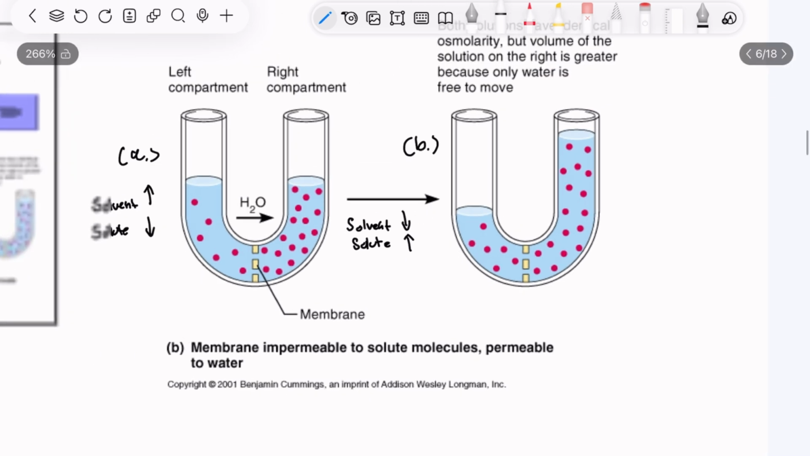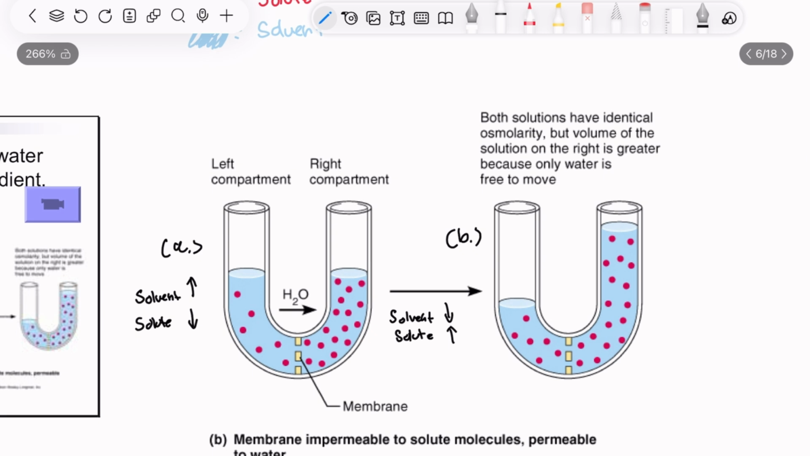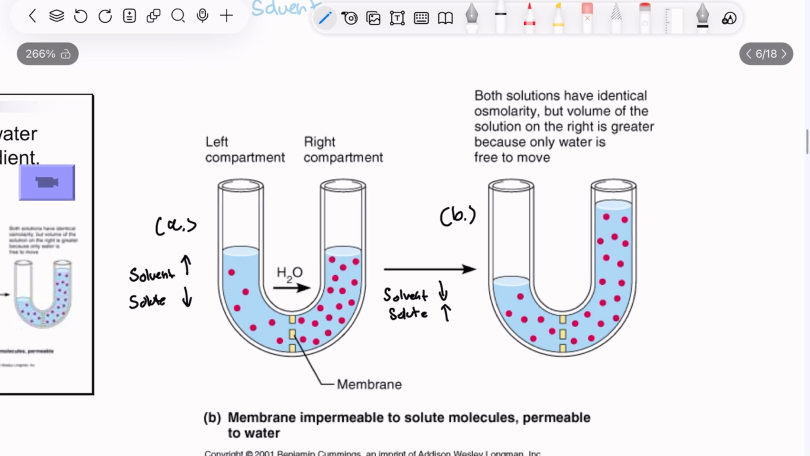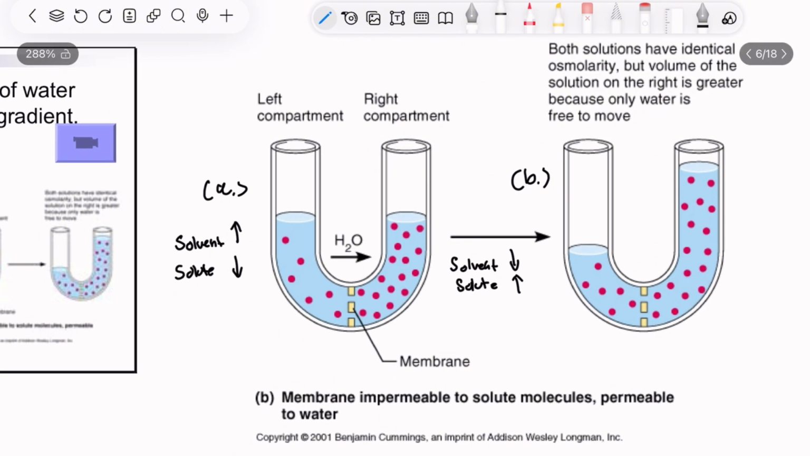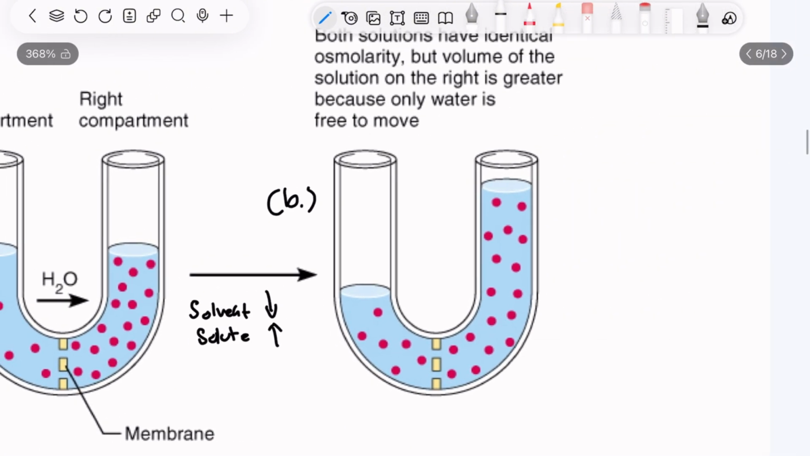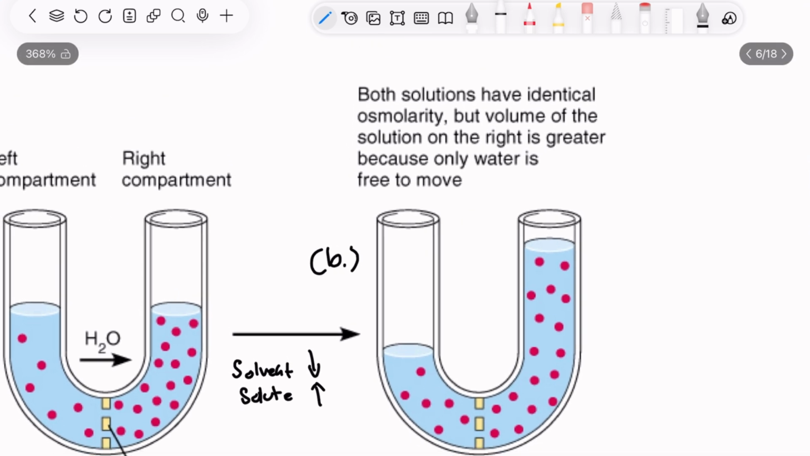Even though both compartments have the same osmolarity, which basically means concentration of solute, the right compartment has larger volume of solution because water can move to balance the concentration. The water basically flowed from left to right to equalize the concentration, resulting in more water in the right compartment. This demonstrates how osmosis seeks to balance solute concentration by moving water, even if the solutes themselves can't pass through the membrane.